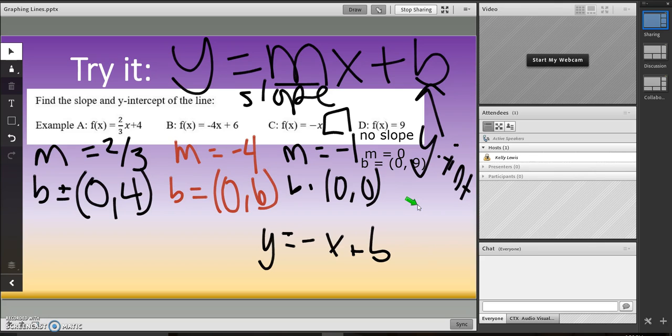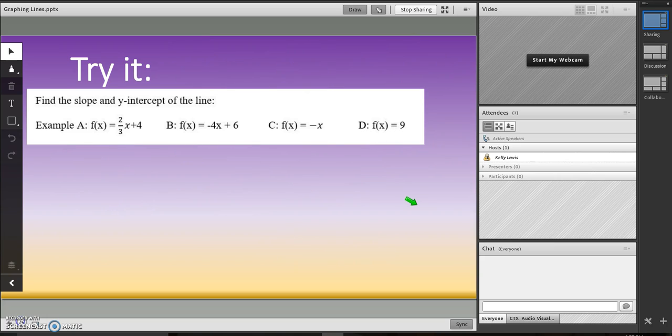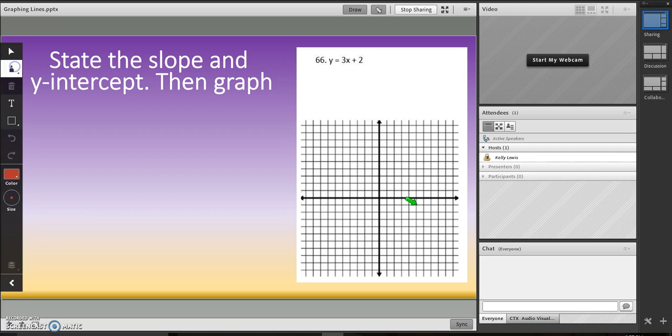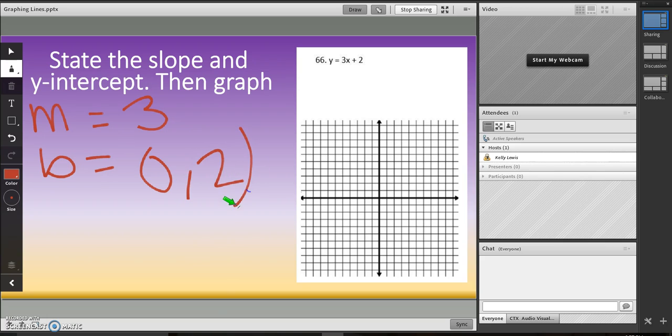All right, so the slope is the number touching x. The y-intercept is the constant all by itself. And once we identify those things, we could graph it. All right, so here we are. Let's do our slope and our y-intercept. So the slope is the number touching x, so it's going to be 3. And then our y-intercept is the number all by itself, so it's 2. So the very first thing is we put a dot right there, so 0, 2. And then from that spot, we need to make that a fraction, so that's 3/1.